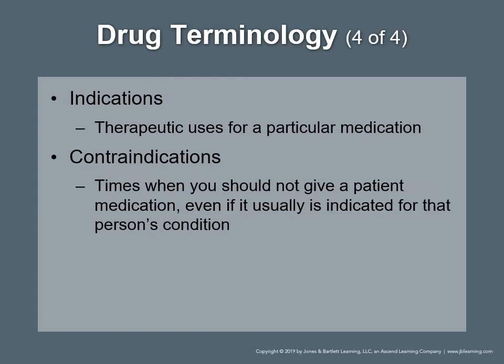Indications are therapeutic uses for a particular medication. Contraindications are times when you should not give a patient a medication, even if it is usually indicated for that person's condition. A medication is contraindicated when it would harm the patient or have no positive effect on the patient's condition.